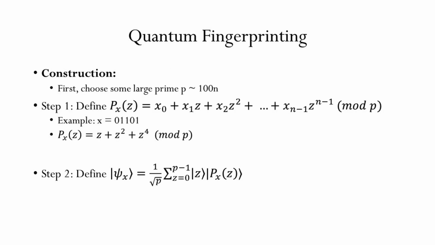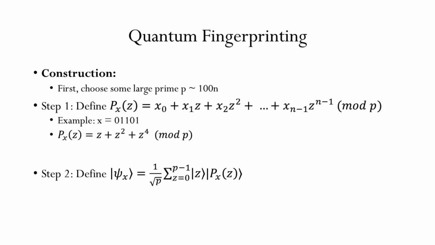This slide describes how to make quantum fingerprints from a bit string. To start off, choose some large prime p. Make it approximately the size of 100n. The first step in the construction is to define a polynomial P sub x, which is of degree bound n and has the bits of the bit string x as its coefficients. When I say a polynomial is of degree bound n, I mean that it has degree less than n. We also define this polynomial over integers modulo p rather than real numbers.